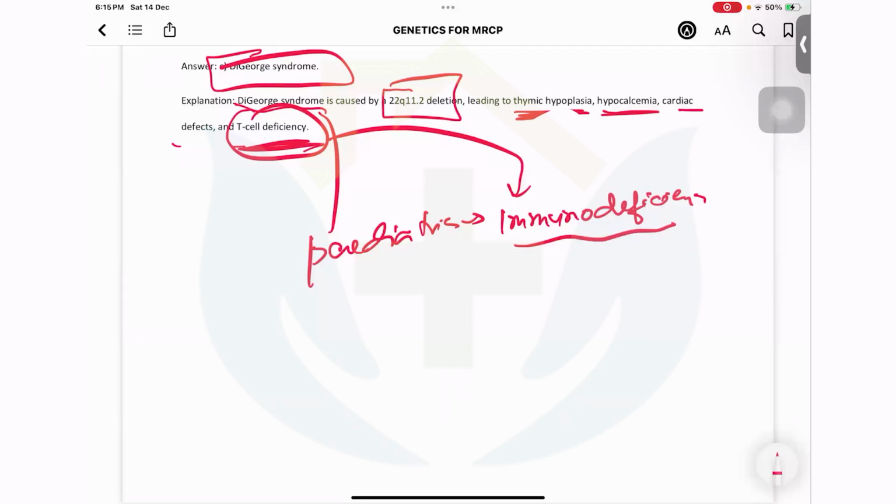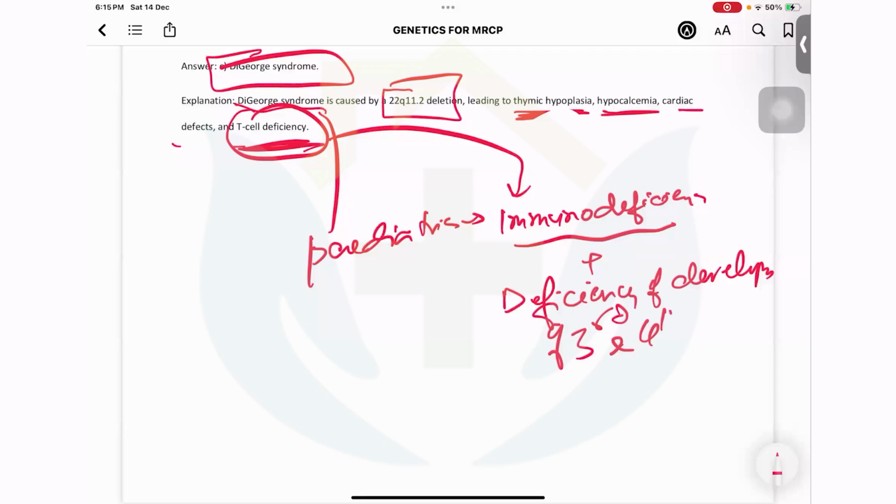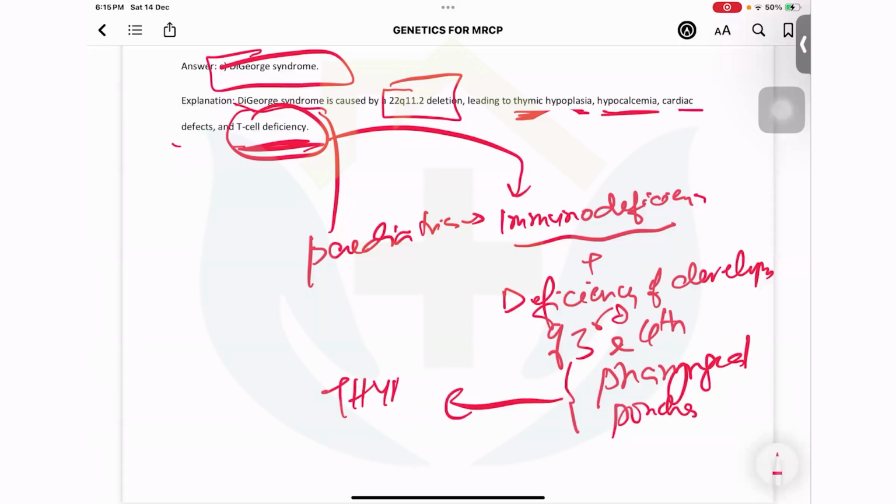And also there is a deficiency of development of the third and fourth pharyngeal pouches. So what is the tissue which is derived from the third and fourth pharyngeal pouches? Mediastinum, thymus. So there are problems with the thymus development.